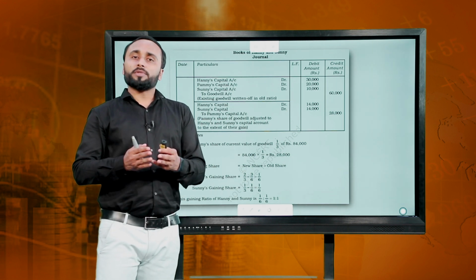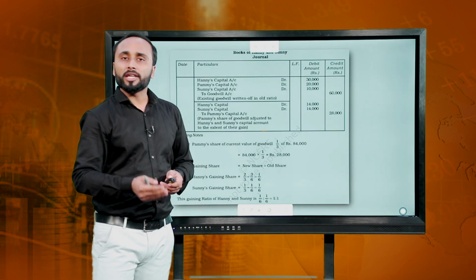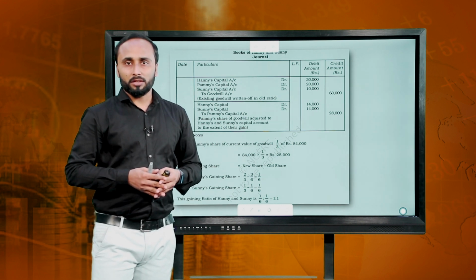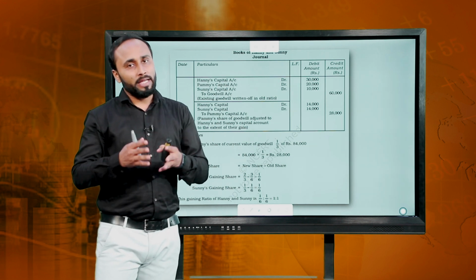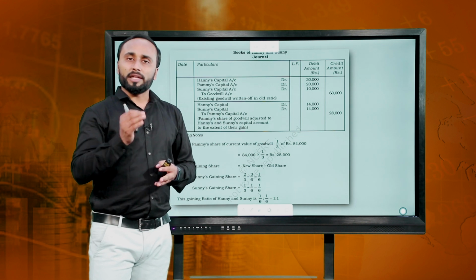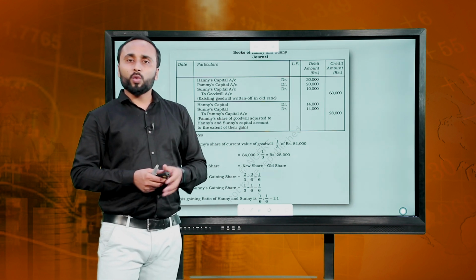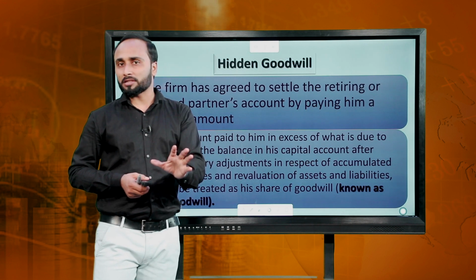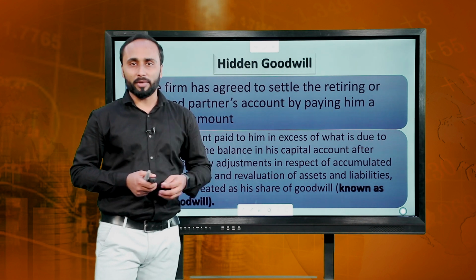Now, sometimes there might be a case when we are not given the amount of goodwill explicitly, which is a case where the goodwill might be hidden, as we have done in the previous chapter also. But in this chapter, hidden goodwill is pretty simple. Hidden goodwill means the amount of goodwill which is not given to you explicitly, but you can find it out. How do you find it out in case of retirement?